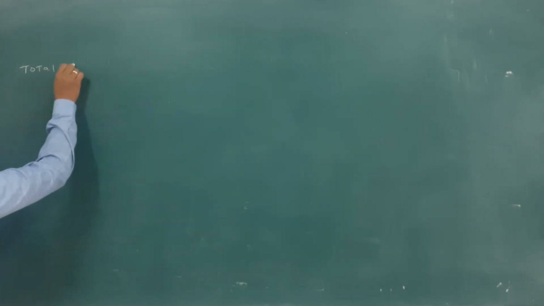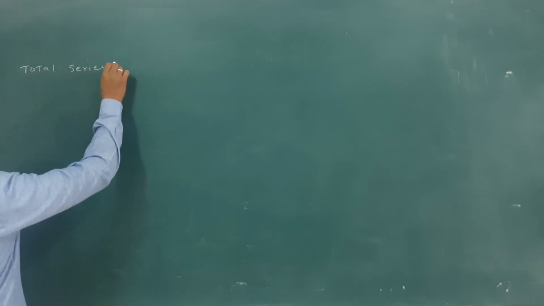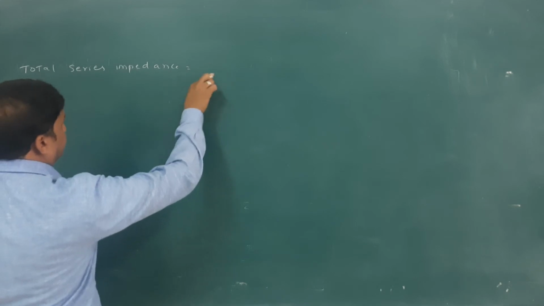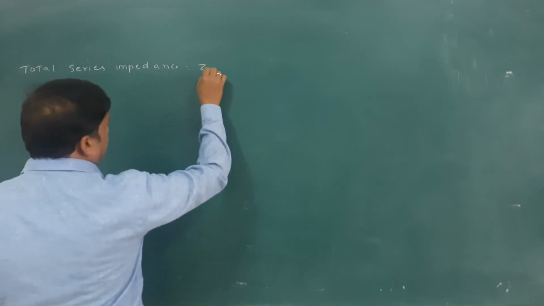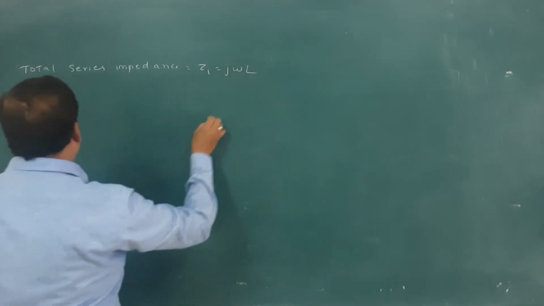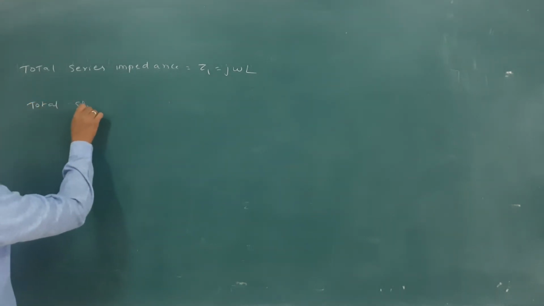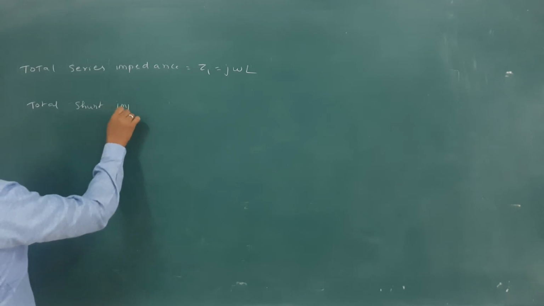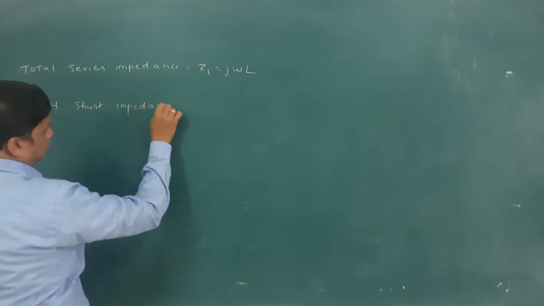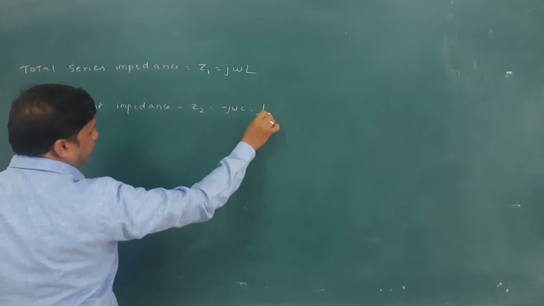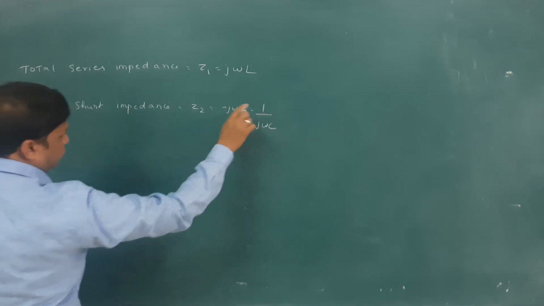So we will see now the total series impedance. The total series impedance Z1 is equal to j omega L, and the total shunt impedance Z2 is equal to minus j by omega C, or you can write 1 by j omega C.